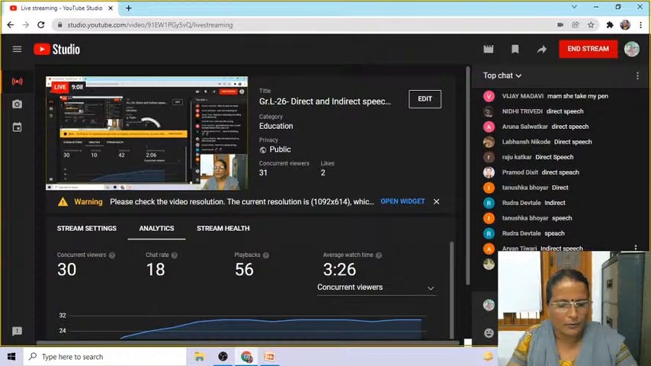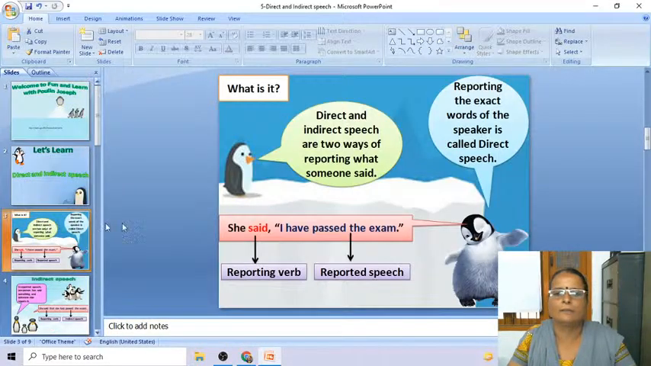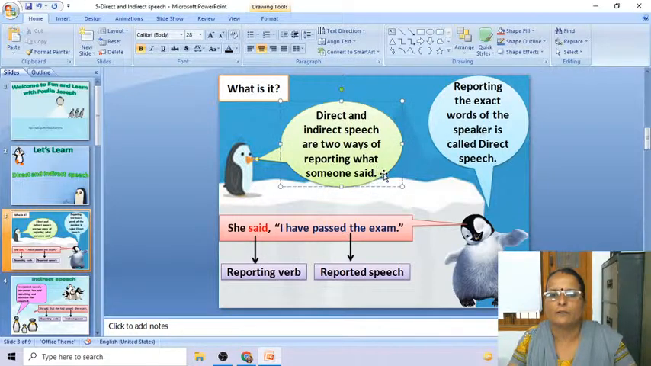Now, children, I am going to show you a slide. Just read what is written here. What is direct or indirect speech? It is the way in which we are communicating. That's what I told you yesterday. Simple, you have to understand. Direct and indirect speech are two ways of reporting what someone said. That means they are two ways of our communication. Nothing else.